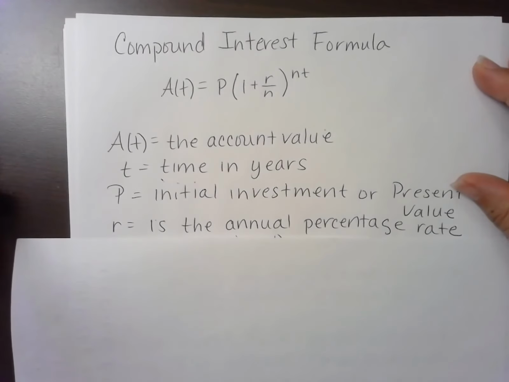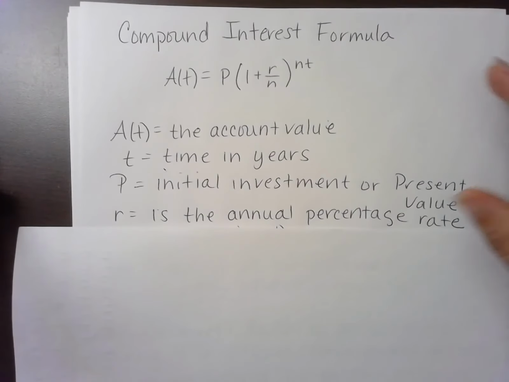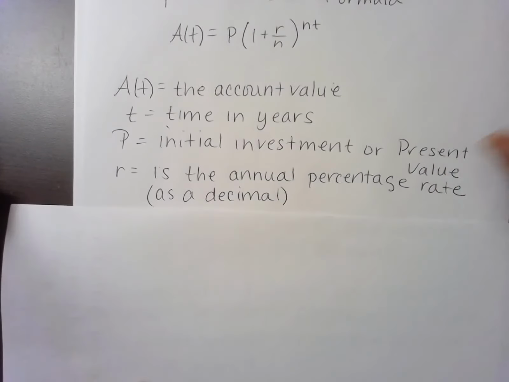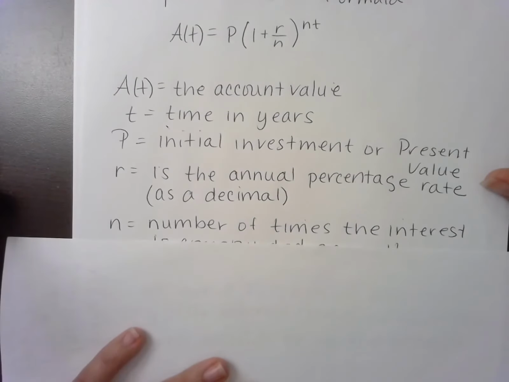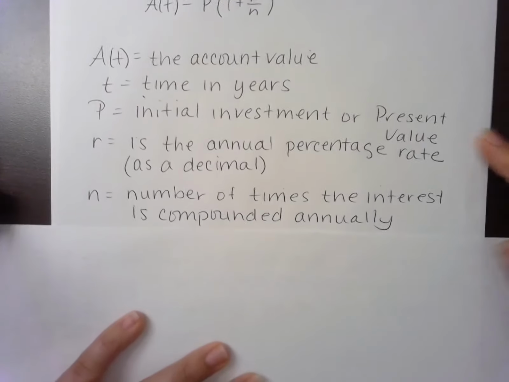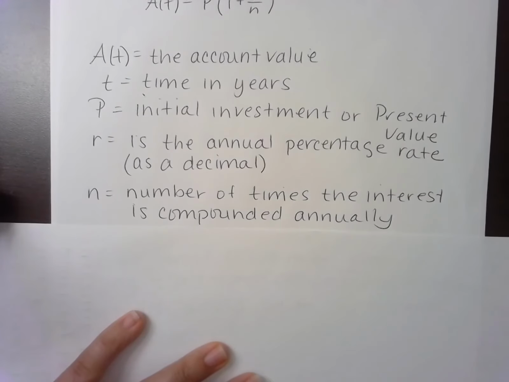R is the annual percentage rate, and usually they tell us it's 2% or something like that, but we write it as a decimal. And then N is the number of times that the interest is compounded annually. So we'll talk about what those different things mean as they come up.